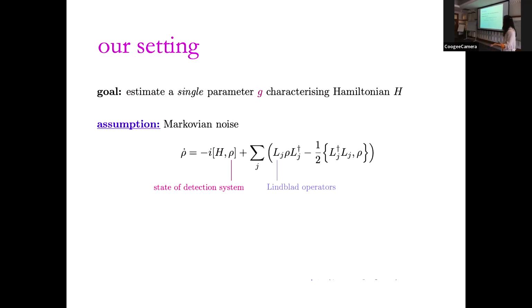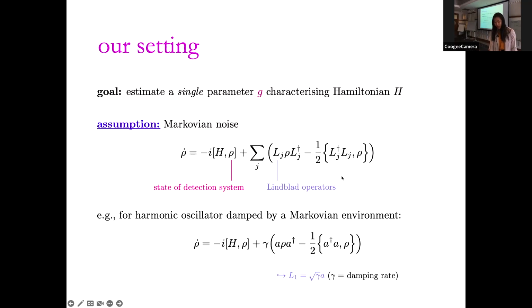Okay, so more precisely, we'll formalize this assumption of Markovian noise by assuming that the state rho of our detection system is evolving as described by a Markovian master equation, which is also known as a Lindblad master equation. So here, the L_j are Lindblad operators, which capture the effect of the interaction with the environment. As an example, for a harmonic oscillator that's damped by its coupling to a Markovian environment, we just have one Lindblad operator, which is proportional to the annihilation operator.